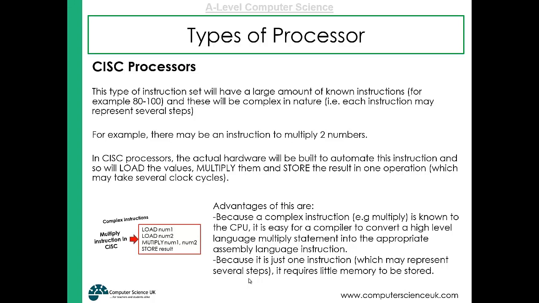Because a complex instruction set is known to the CPU, it's easier for a compiler to convert a high-level language multiply statement into the appropriate assembly language instructions. It just needs to convert it over, and because the CPU knows that for a multiply you would need to load the value and also store the result as well as multiplying, it can be converted quite easily. And because it's just one instruction, although it might represent lots of different steps, it will require little memory to actually be stored.